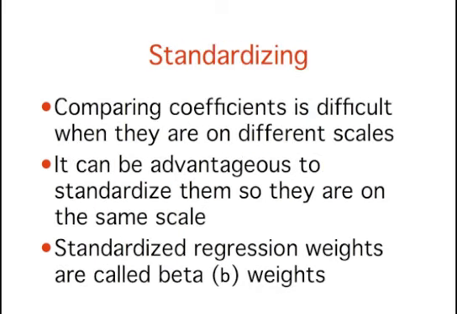It is difficult to compare the coefficients for different variables directly because they are measured on different scales. A difference of 1 in HSGPA is a fairly large difference, whereas a difference of 1 on the SAT is negligible. Therefore, it can be advantageous to transform the variables so they are on the same scale. The most straightforward approach is to standardize the variables so that they all have standard deviations of 1. A regression weight for standardized variables is called a beta weight and is designated by the Greek letter beta.